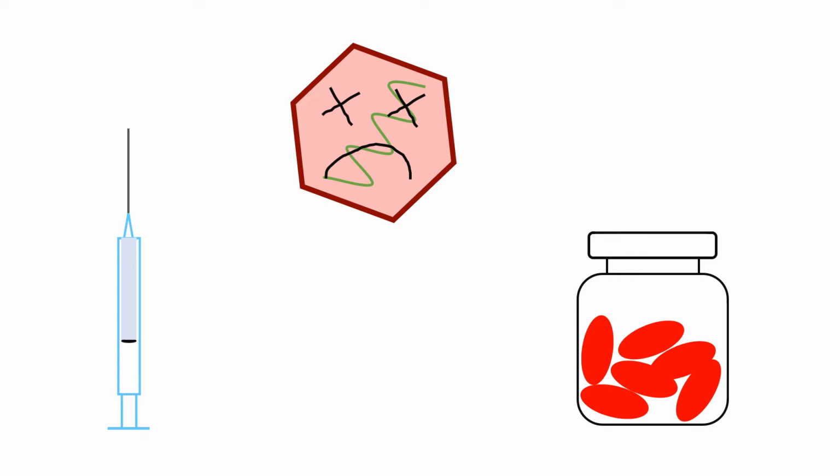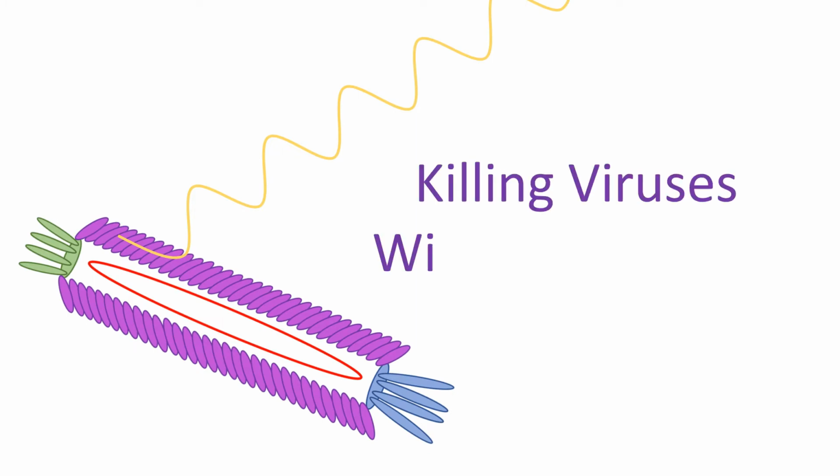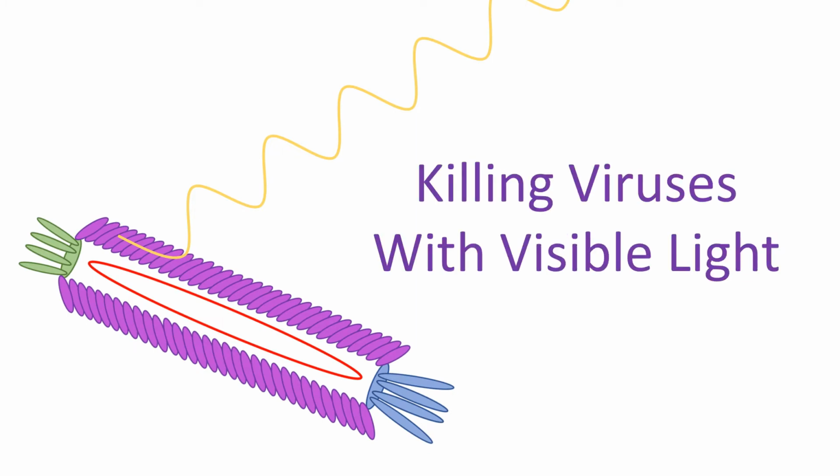Right now, there are mainly two ways to deal with viruses: vaccines and antiviral medication. Both of these methods involve an injection or ingestion of some kind to either help the body's immune system or to disrupt viral processes. But various research shows how they can be inhibited with visible light using a method called impulsive stimulated Raman scattering, or ISRS.